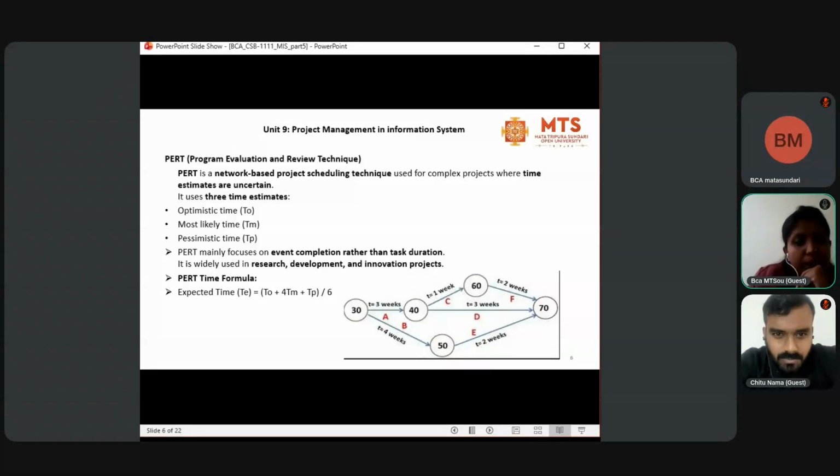So PERT mainly focuses on event completion rather than task duration, and it is widely used in research, development, and innovation projects. This is the Program Evaluation and Review Technique. This is the formula of PERT: TO plus 4 TM plus TP, divided by 6. And this is an example of this Program Evaluation and Review Technique.